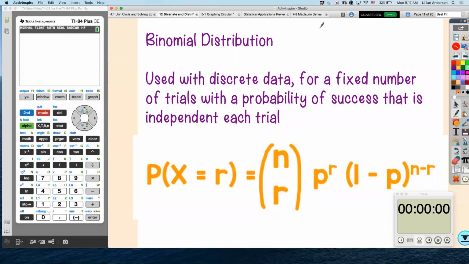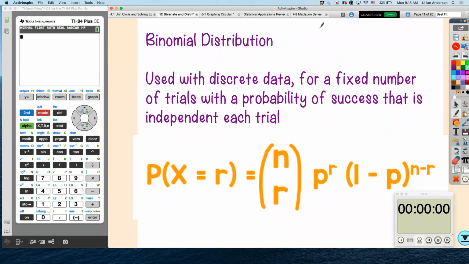So for discrete data, we use binomial distribution. This is used also when you have a fixed number of trials with a probability of success that is independent of each trial. Okay? The probability of something happening is independent of the probability that the exact same thing is going to happen again. So like you shooting an arrow to hit a bullseye. That'll be an example of binomial distribution.